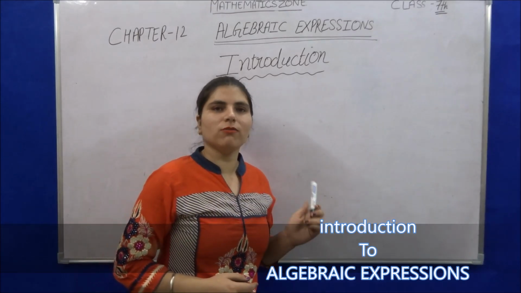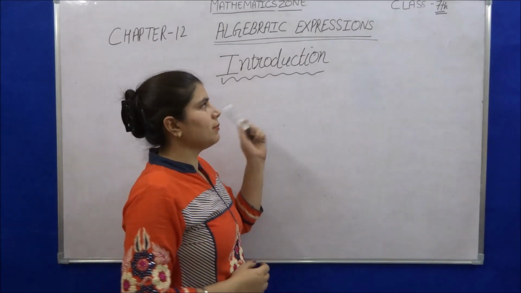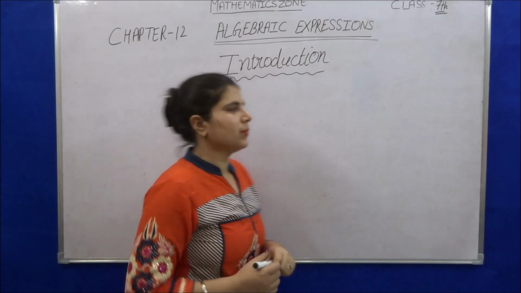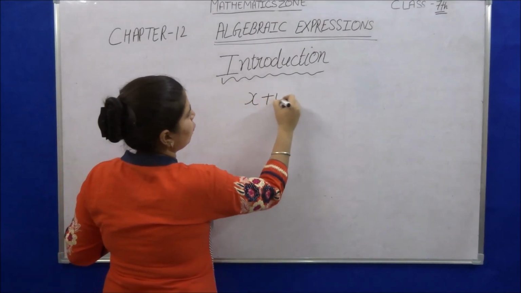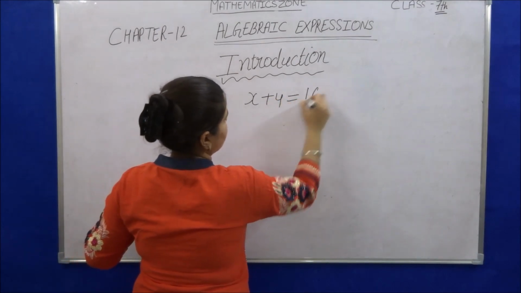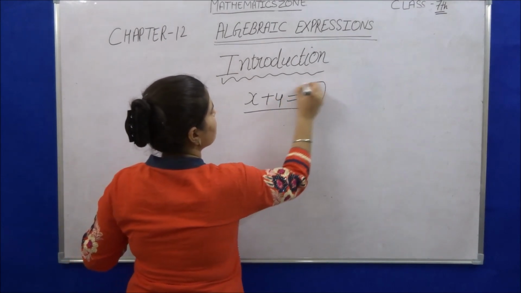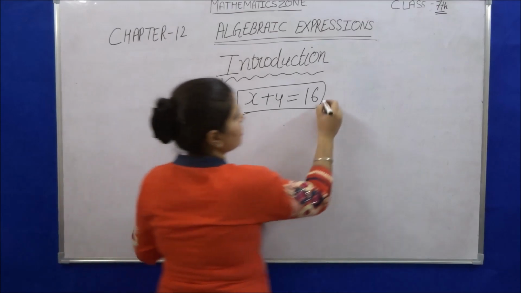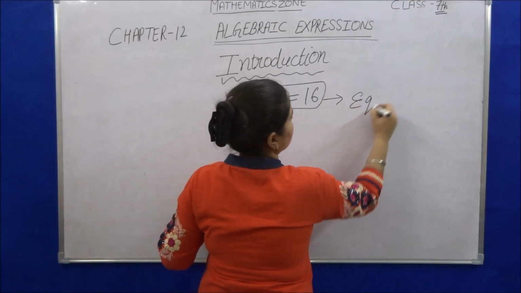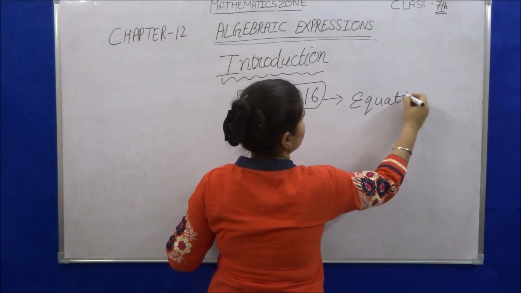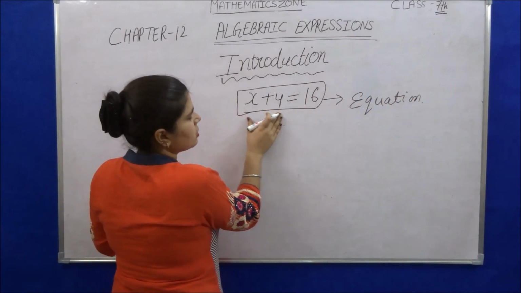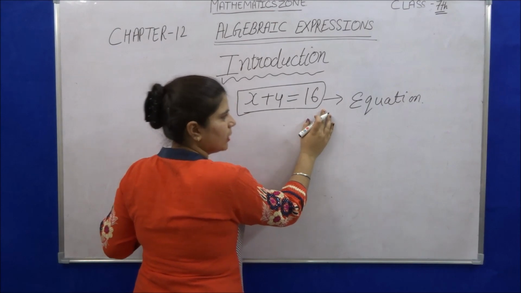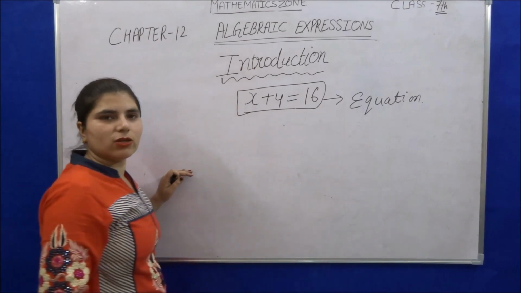First of all, we will understand the concept regarding this chapter. Let us consider x plus 4 equals 16. Here x plus 4 equal to 16 represents an equation. So when an expression is equal to some number, that is called an equation.